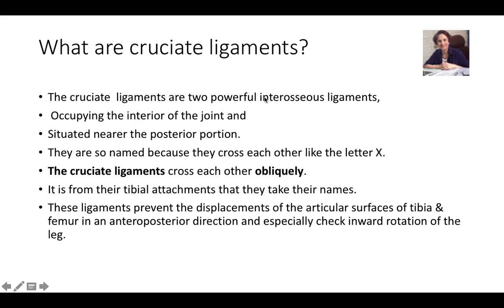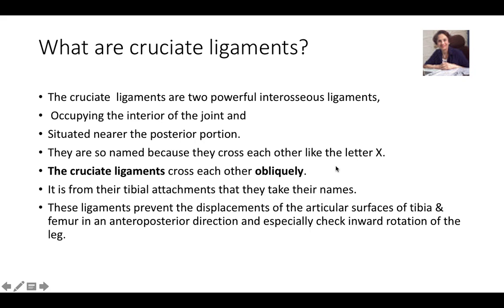They are powerful interosseous ligaments. Interosseous meaning between two bones. So they are going between tibia and the femur. They are inside the joint, in the interior of the joint, and they are more posteriorly placed than anterior. They are so named because they are crossing each other like the letter X, and they cross obliquely, and that is why the name cruciates.